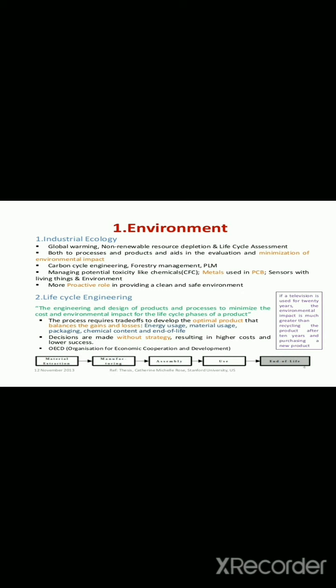Life cycle engineering. After the completion of industrial ecology, the second point is life cycle engineering. The engineering and design of products and processes to minimize the cost and environmental impact for the life cycle phases of the product. The process requires trade-offs to develop the optimal product, such as packaging, chemical content, and end of life. Decisions made without strategy result in higher cost and lower success. OECD is an important point for designing of environment, called Organization for Economic Cooperation and Development.